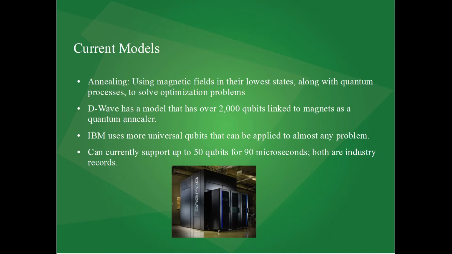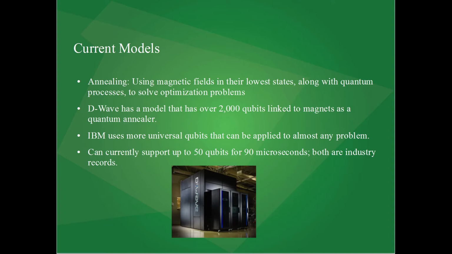Some of the current models of quantum computers include D-Wave's, which uses quantum annealing, which is where they link qubits up to a magnetic field so that they can solve optimization problems, where you have different points on a map and you try to figure out the most optimal way of going from one point to the next and fulfilling all of them at once. Their largest model currently has over 2,000 qubits linked together.